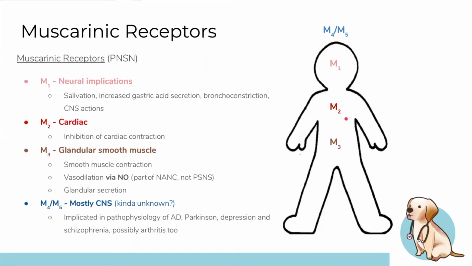M2, you do have to know. So this is going to be cardiac contraction. Once again, if you're moving down, heart area. M3 is gut area. So this is going to be the glandular smooth muscle stuff. M4, M5, no one actually knows what it does. There's some implication that it does these kinds of things, like general CNS stuff, but it's an area of ongoing research. So don't worry if you don't know this, because researchers don't either.